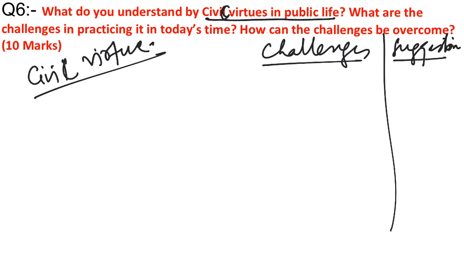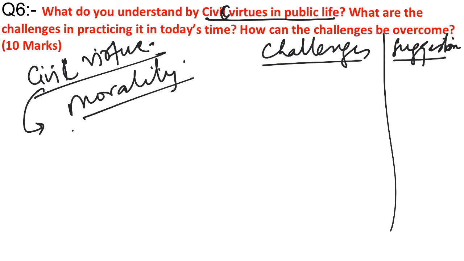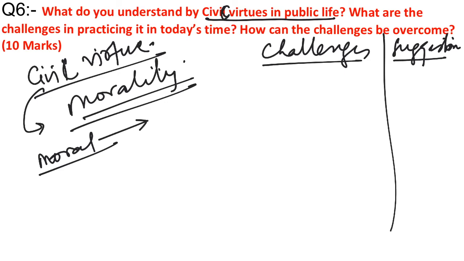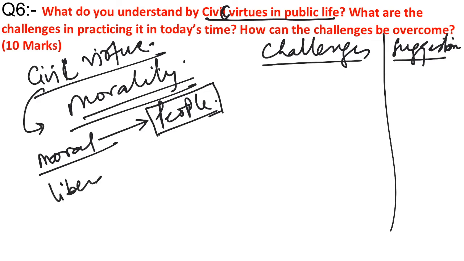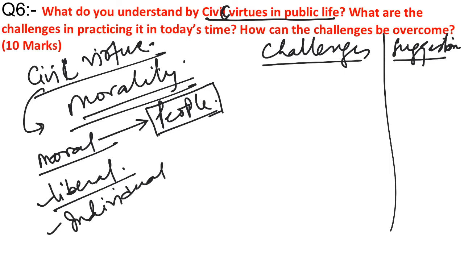So the very first thing is, civic virtue is nothing but a morality or a standard of righteous behavior in relation to the fellow citizens of the society. For example, if you are following certain moral standards, then the same moral standards you will apply to all the people living in your mohalla. So basically, this is the basis of civic virtue. And in any society, whether it is a liberal society or an individualistic society, everywhere certain kinds of civic virtue need to be maintained.